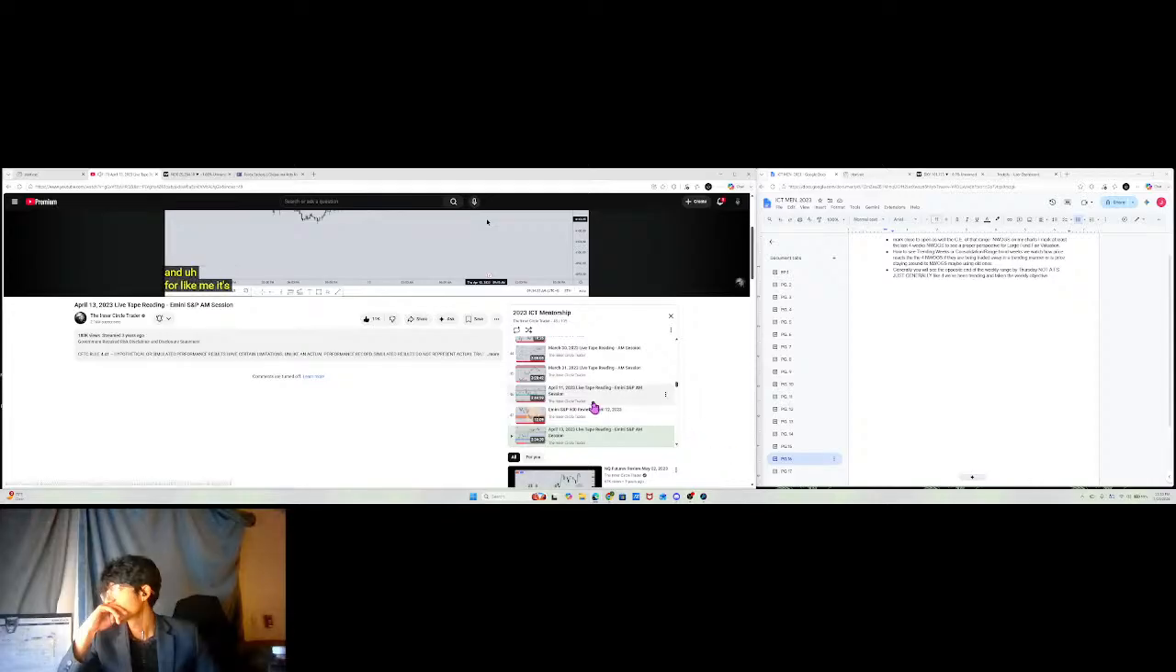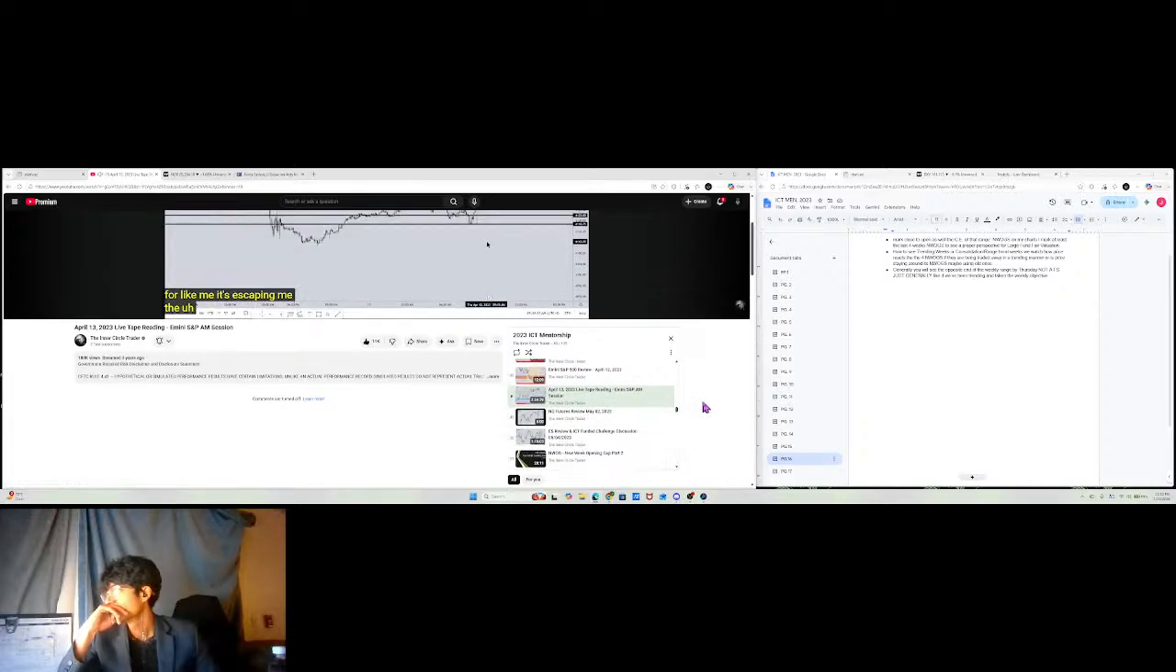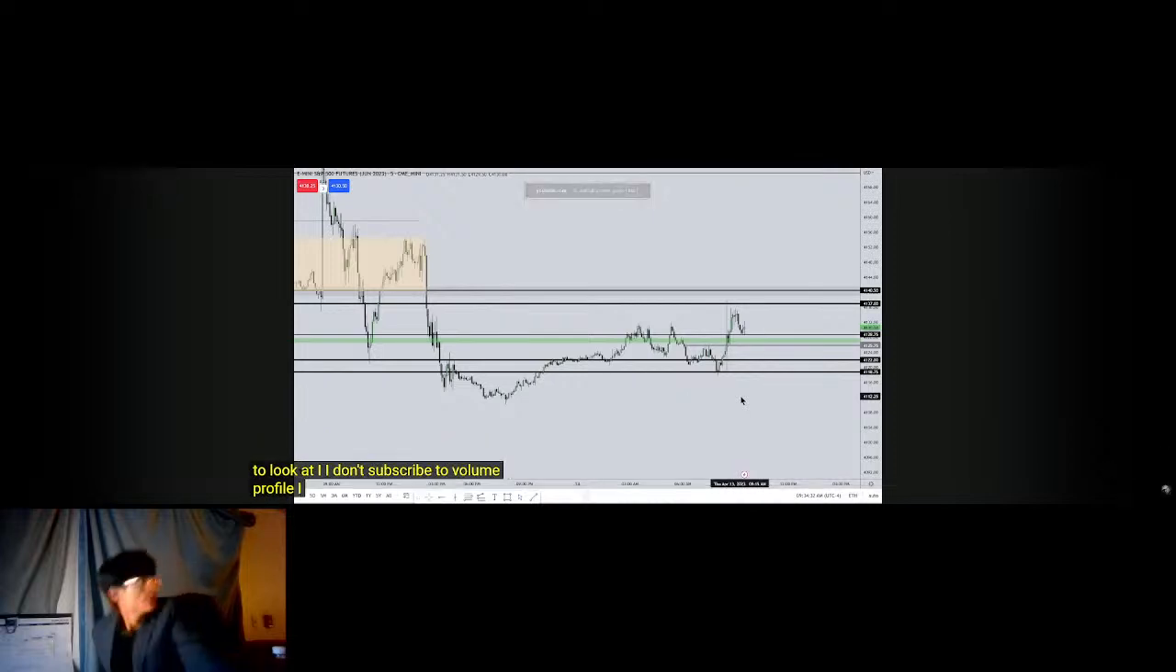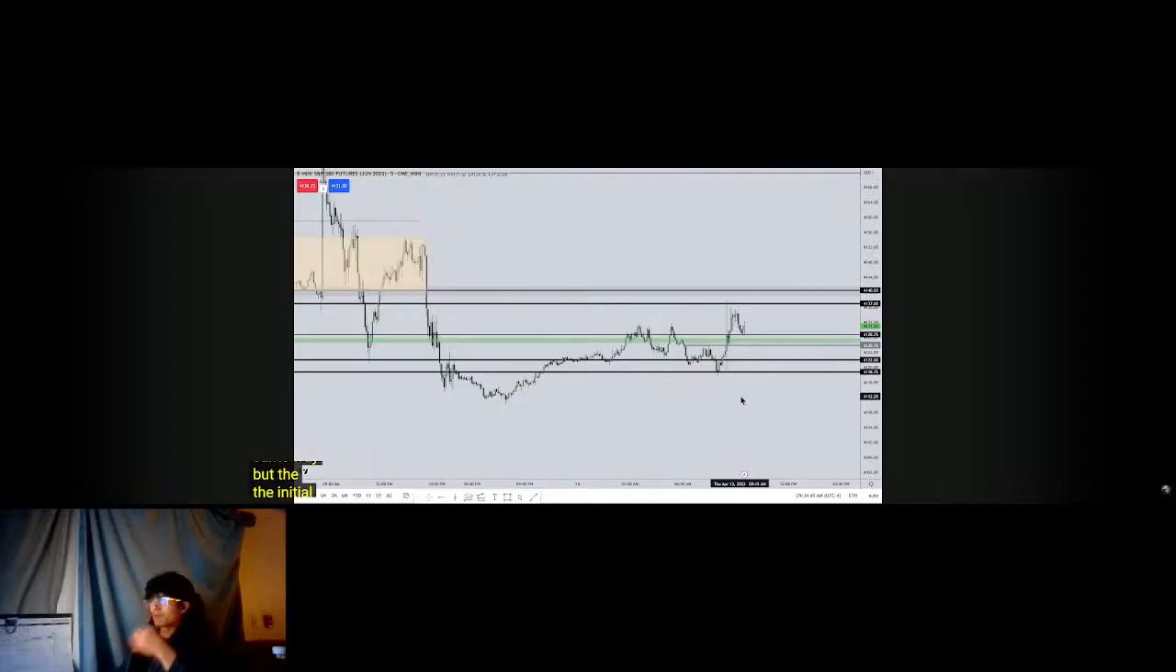And for the life of me, it's escaping me. There's a specific value you guys like to look at, and I don't subscribe to volume profile. I think it's just another excuse to get into a trade like anything else, and you can attribute my stuff the same way. But the initial fair value gap that forms in the first 30 minutes, I like to treat that as a very influential reference point throughout the day.